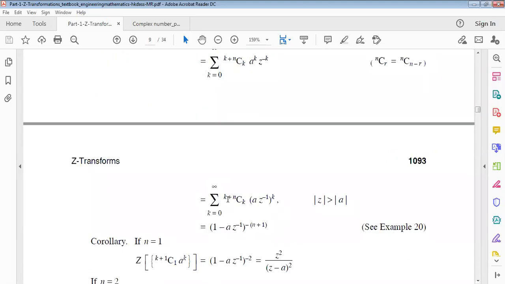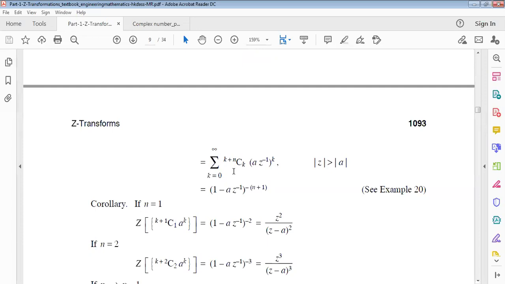So this series can be written as (k+n)Ck, z whole to the power, z to the minus 1 to the power k. But here z must be greater than the absolute value of a. That means z will be outside the circle with this radius. Z lies between minus a to plus a. Otherwise, this will not be convergent.